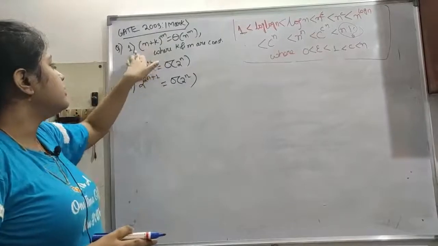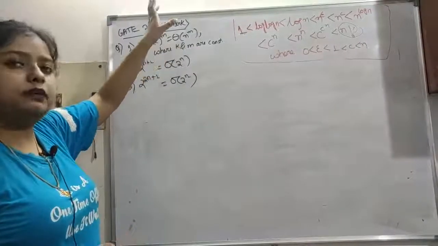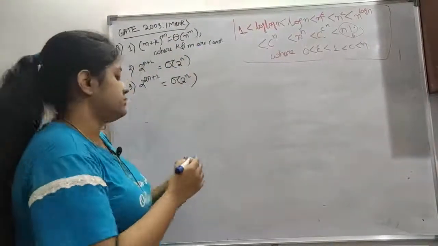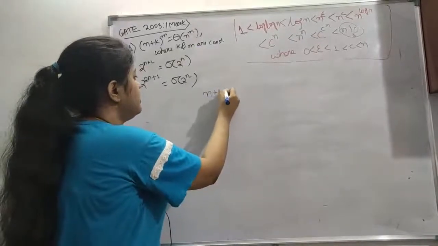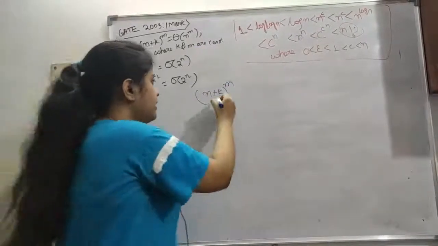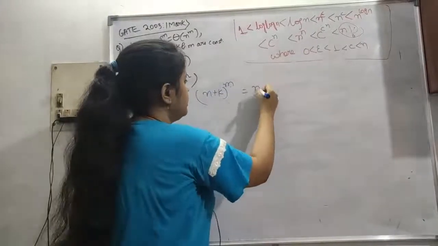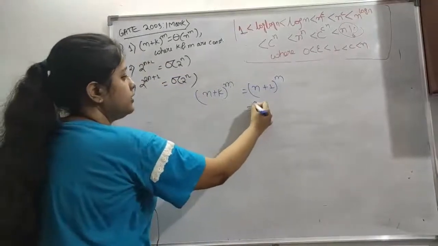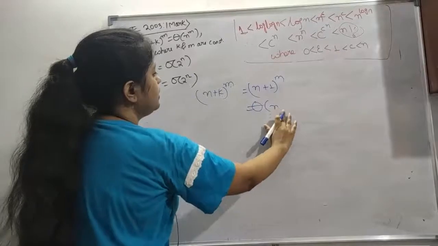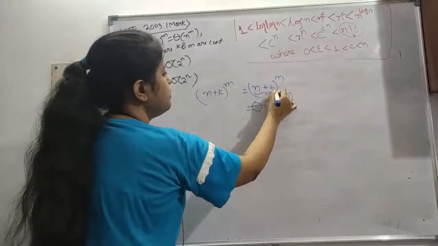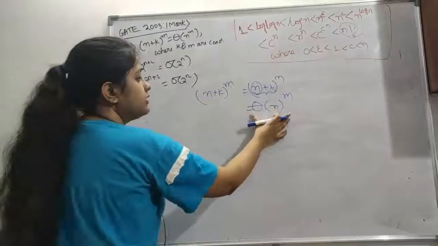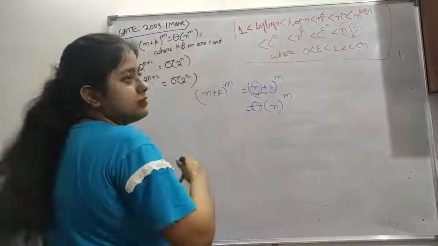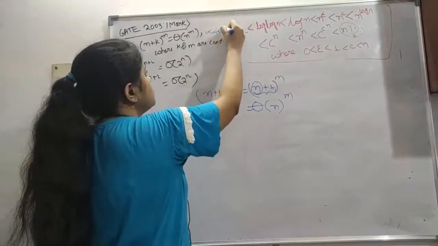See, number 1, it is saying that (n plus k) to the power m is theta of n to the power m, where k and m are constants. So let's see here, (n plus k) to the power m, where k and m are constants. Here we can put it as theta of n plus 1. We can cross out the constant; the maximum value is n here, not the constant. So we can just put it like this, theta of n to the power m is bounded by this. So this is correct. This is true.